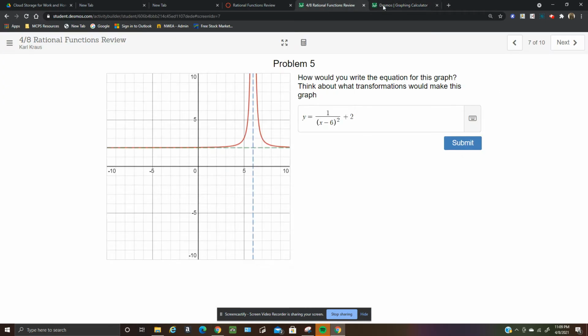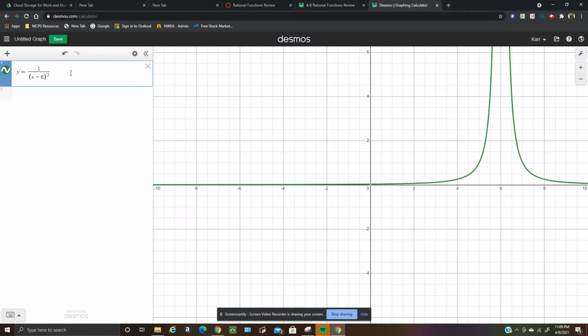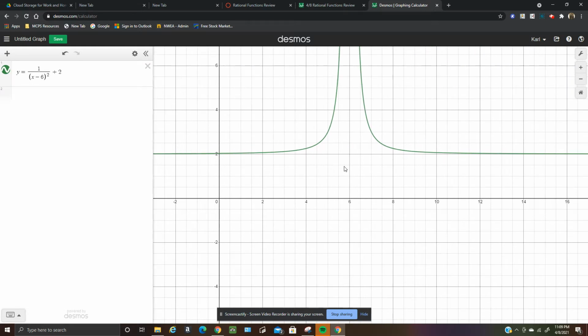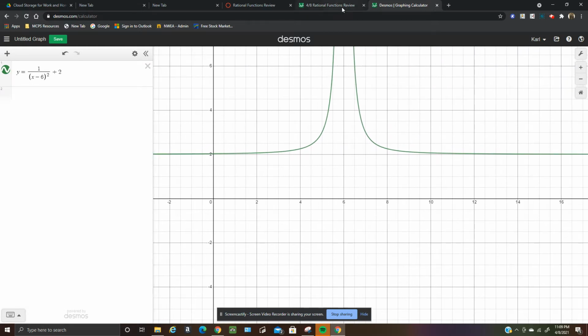One over x minus 6 squared plus 2. Looks like that. The scale is a little bit different, but the graph is the same.